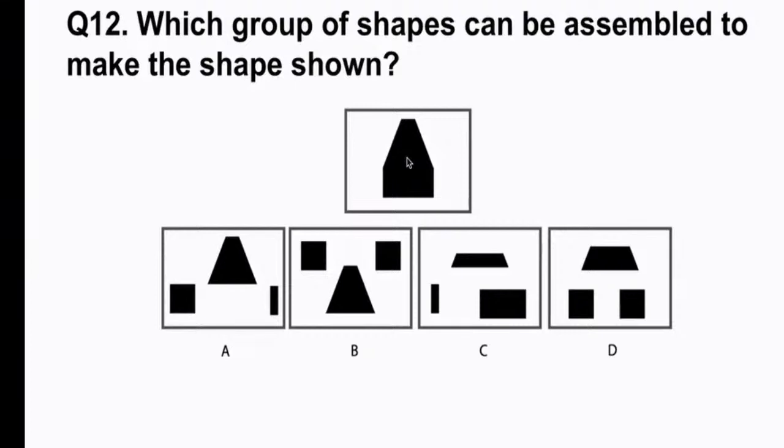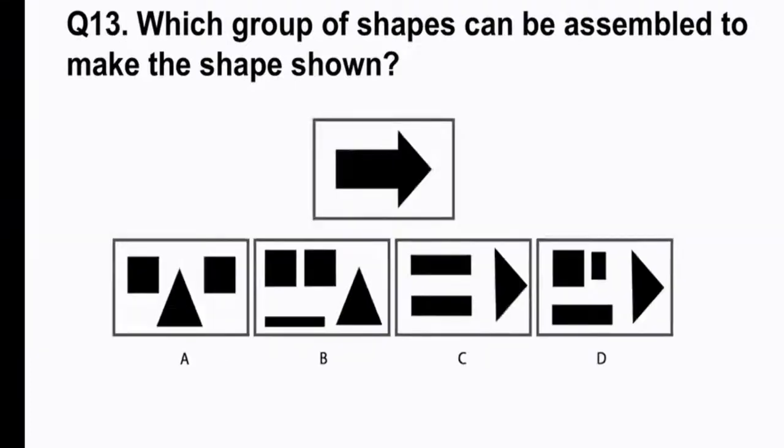Question 13. Which group of shapes can be assembled to make the shape shown? So that arrow pointing to the right, which of these groups of shapes can be assembled to make that shape?